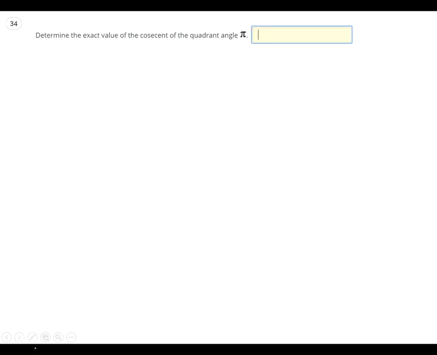Determine the exact value of the cosine. Okay, this one, look at how awful the wording is, right? They want us to find cosecant of pi. If I had just written it like that, you would know exactly what to do, right? So you really got to make sure that you translate those words into this, okay?